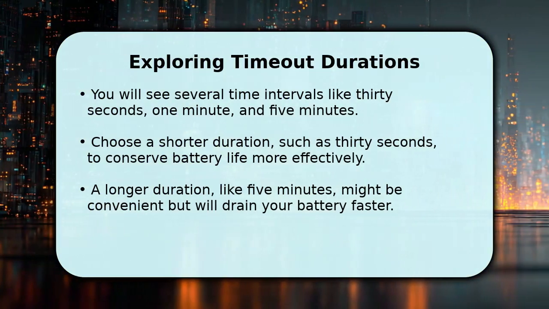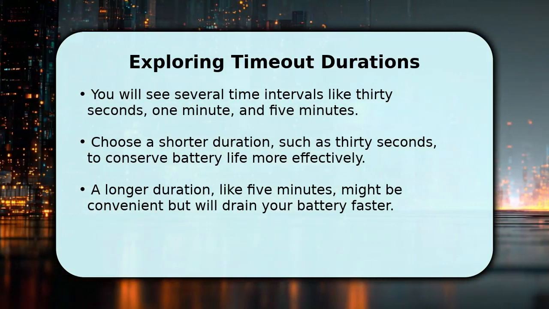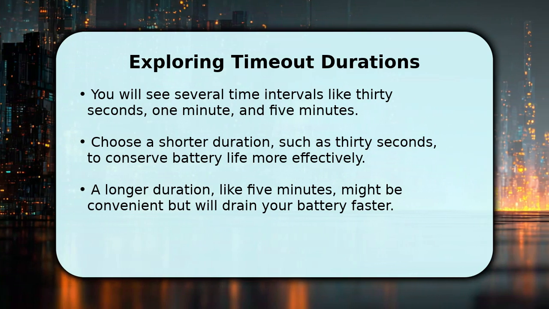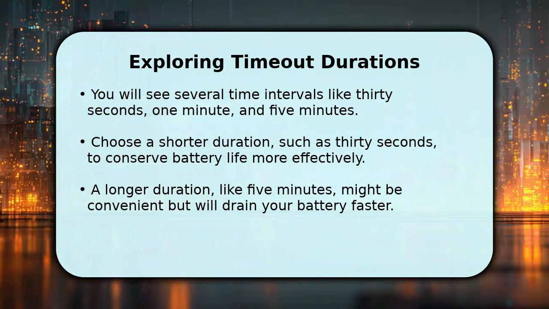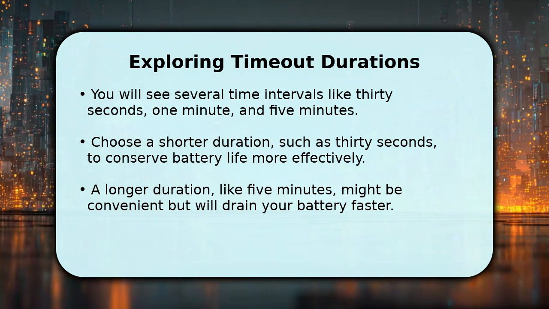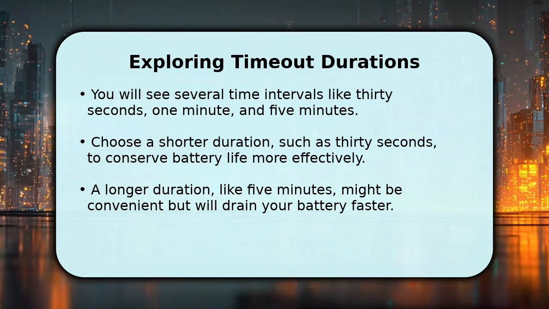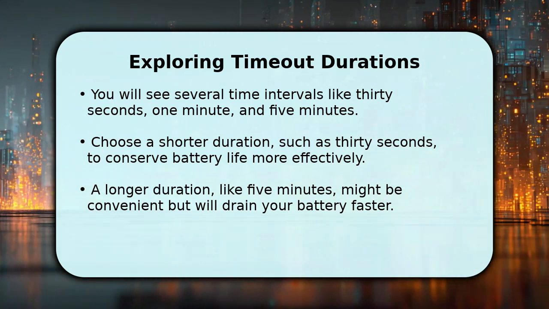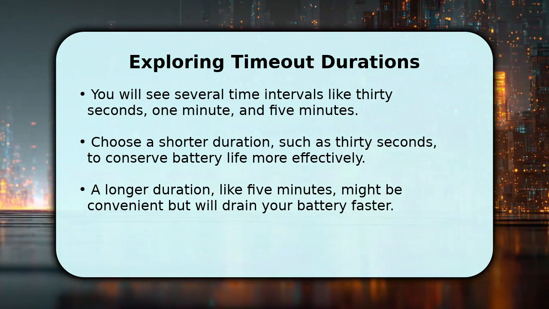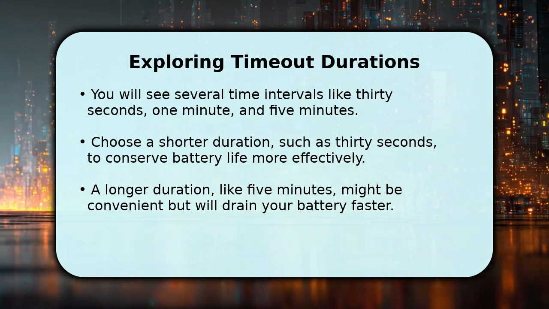Here, you will find various time intervals presented as options for Auto-Lock. Common choices include 30 seconds, 1 minute, 2 minutes, 3 minutes, 4 minutes, or 5 minutes. Selecting a shorter period, like 30 seconds, significantly helps in preserving your iPhone's battery. Consider your daily usage patterns when making this important decision.